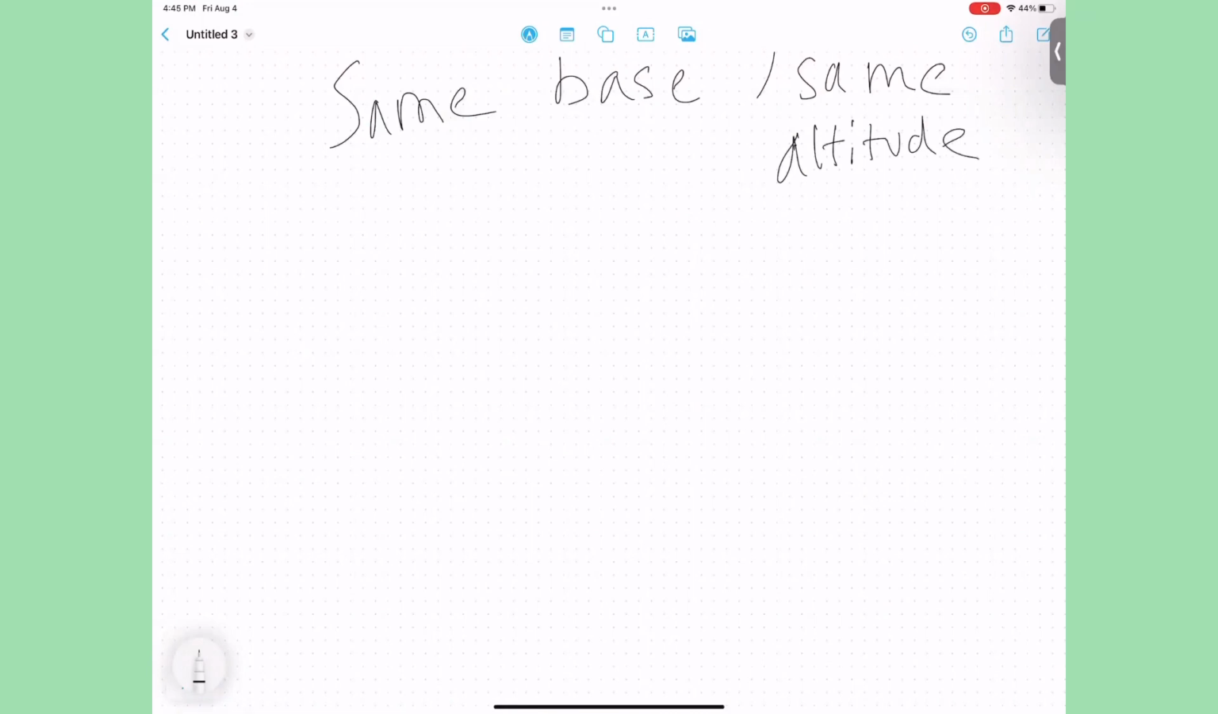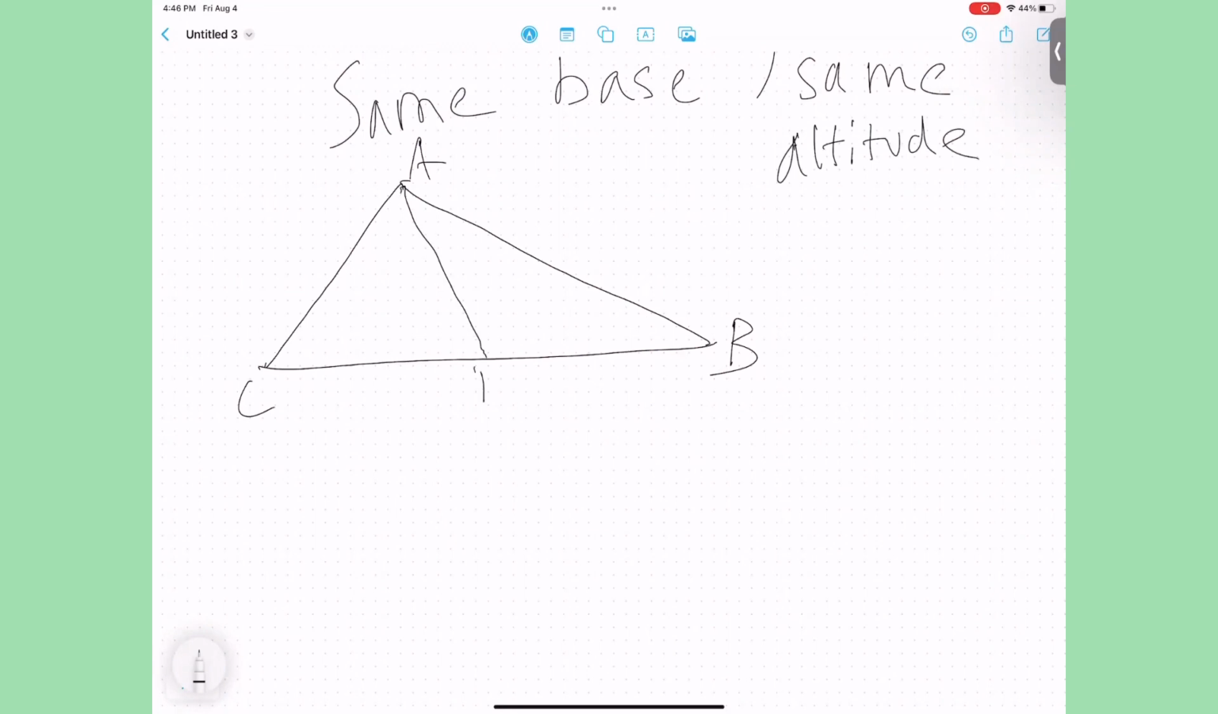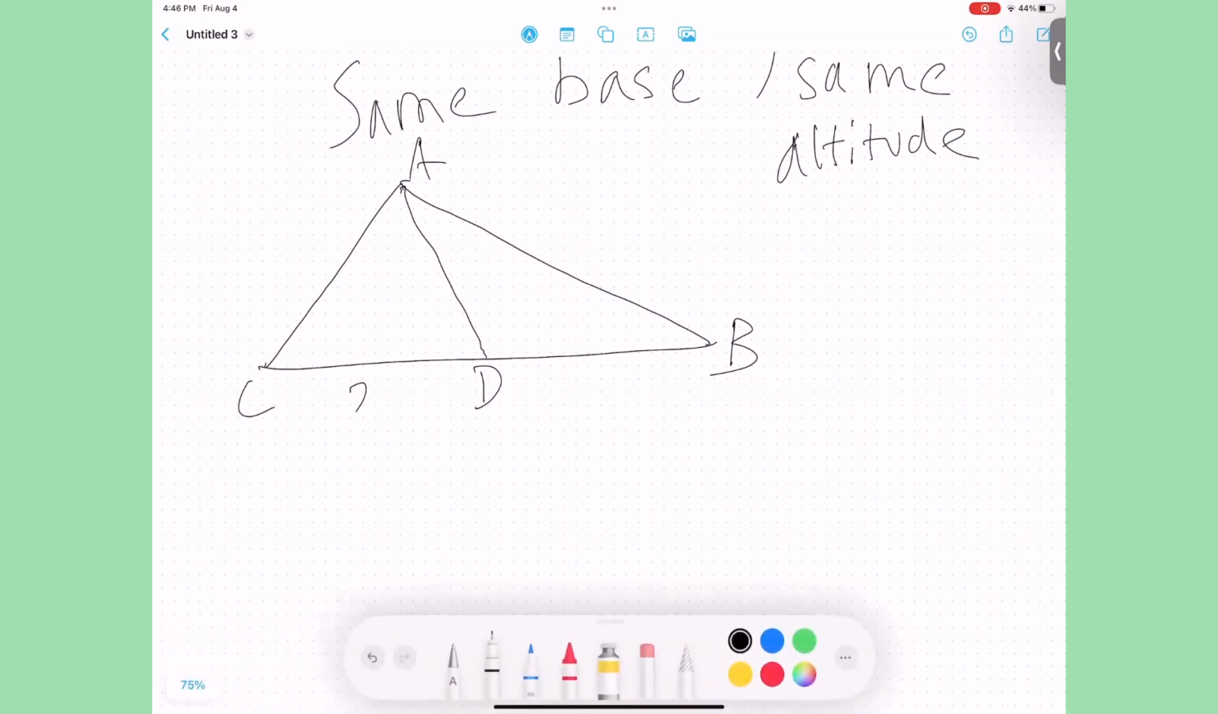So basically, if I have something like this. This is A, this is B, this is C, and then this is D, right? And if CD is 20, and BD is say 30, right? What is the ratio of the area of ABC?